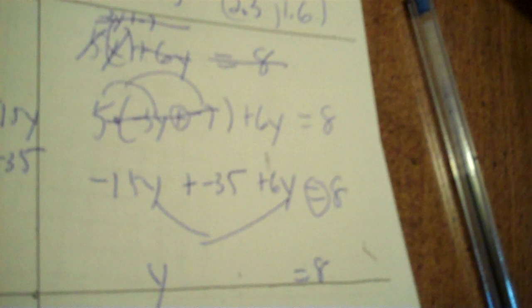Then put your plus 6y. Excuse me, that was a negative 3y, so it's negative 15y, sorry about that. Now combine your y's, those are like terms. So I write y down, and I simply add negative 15 plus 6, it's negative 9.